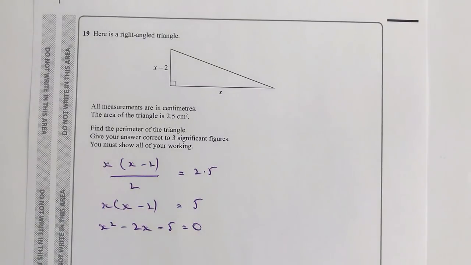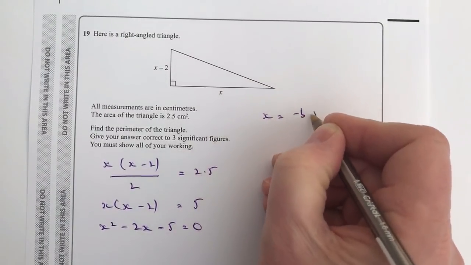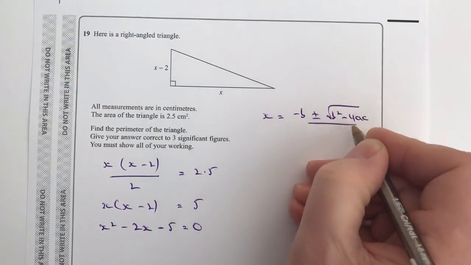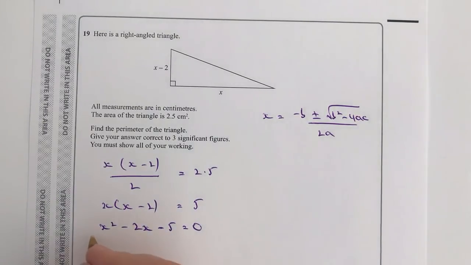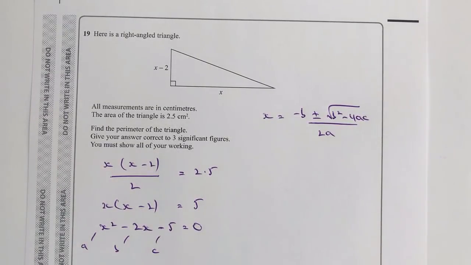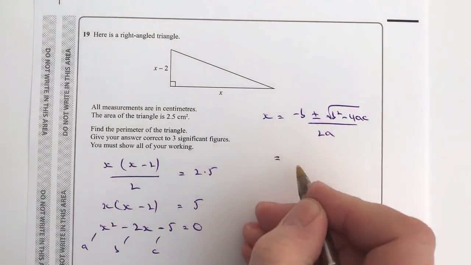So I'm going to work that out using the quadratic formula, which on some papers you need to remember, on other papers I don't think you do. I think it might be given to you in a formula sheet. Basically A is going to be 1, B is going to be minus 2, and C is going to be minus 5. Do be careful with these negative numbers flying around the place because they do make it more difficult.